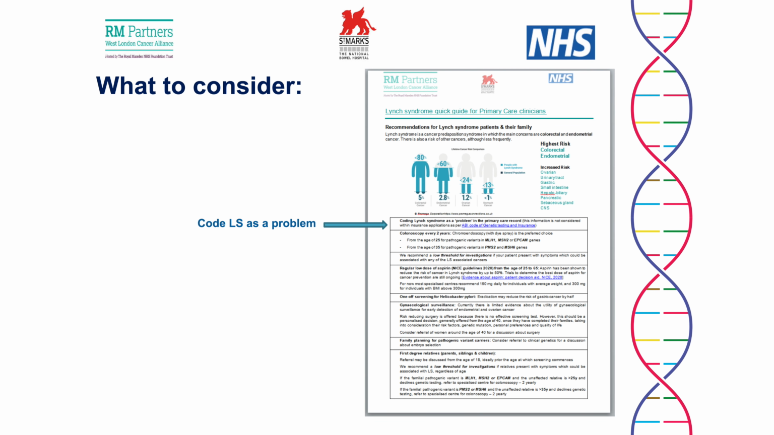Lynch syndrome should be coded as a problem in the primary care record. This information is not considered within insurance applications as per ABI Code of Genetic Testing and Insurance because she never had cancer, even if she was found to have the pathogenic variant and she hasn't had genetic testing. However, her family history of cancer will have some weight in insurance applications.